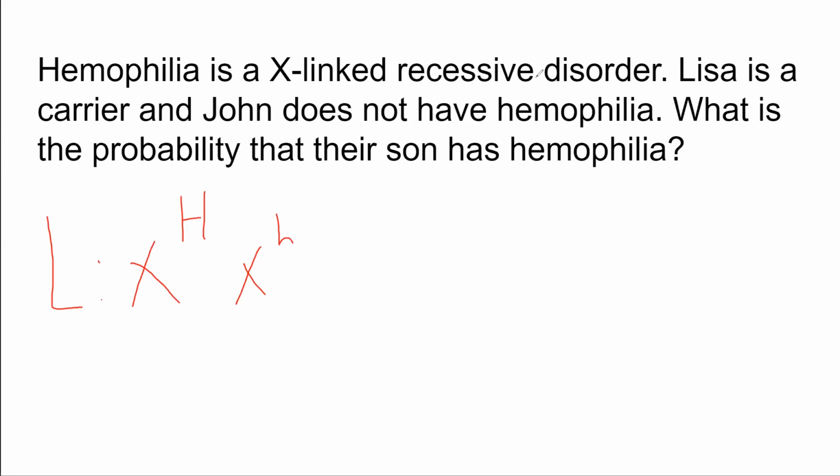So let's look at John's genotype. We know John does not have hemophilia, which means he must have the dominant allele and a Y chromosome, because he does not carry hemophilia. Now let's actually draw the Punnett square.